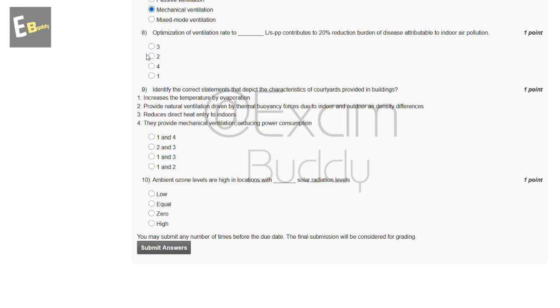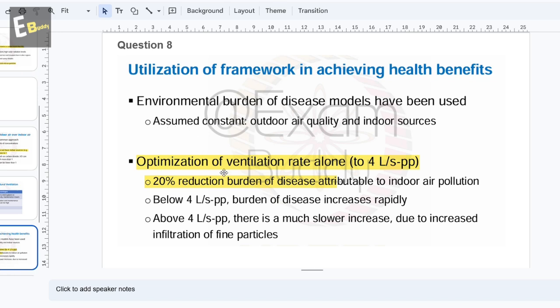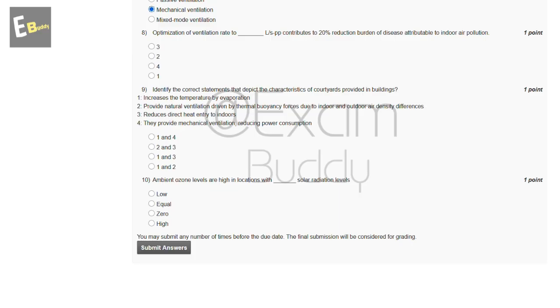Now the eighth question is: optimization of ventilation rate to dash L by SPP contributes to 20% reduction in the burden of diseases attributable to indoor air pollution. The options are 3, 2, 4, 1. The answer of the eighth question is optimization of ventilation rate to 4 L by SPP. So the answer is C, 4.